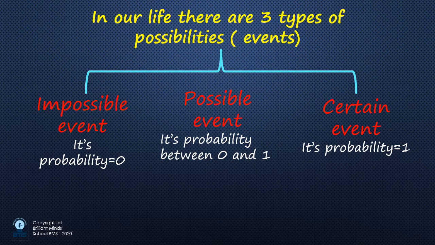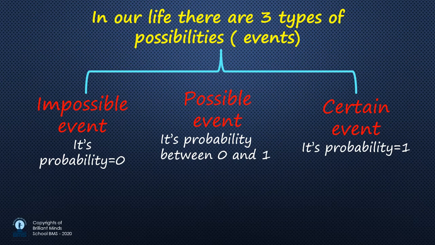The second type, the certain event, is something for sure. I'm a girl. Yes, I'm a girl. You are a student. Yes, you are a student. So this is a certain event, and its probability equals 1. Between the impossible and the certain event, we have the possible event, and its probability is between 0 and 1.